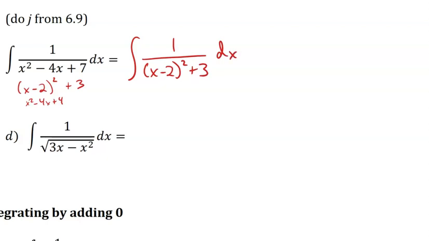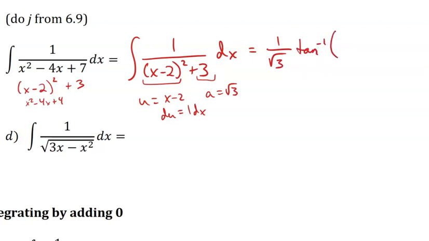If you need more help completing the square, there are hundreds of videos, I'm sure, or let me know and I can go over it with you. From here, we can see this is a tangent inverse form where this is our u squared, so u is equal to x minus 2, and this is a squared, so a is root 3. And du is just 1 dx, so I don't need to manipulate the numerator. So my form for the antiderivative is 1 over a, so 1 over root 3 times inverse tangent of u over a, so x minus 2 over root 3, plus c.